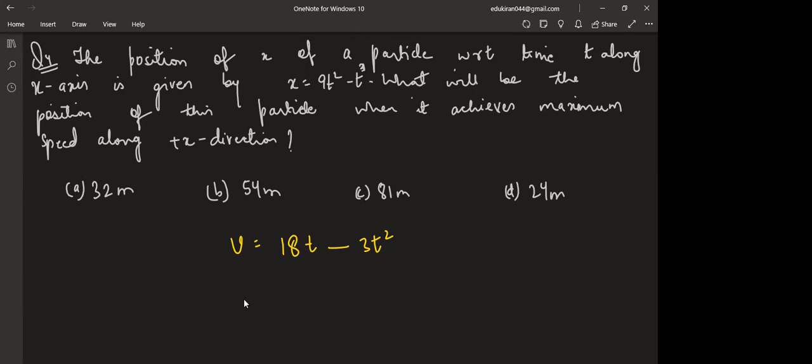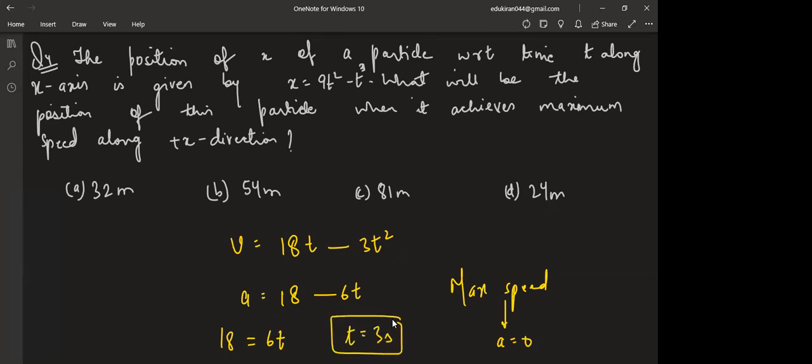And if we want to find out acceleration, you can differentiate this. That will be 18 minus 6t. See, it is saying maximum speed, no? Maximum speed means acceleration 0. So 18 is equal to 6t. That means time is 3 seconds. This was only missing, the rest of the things we had.